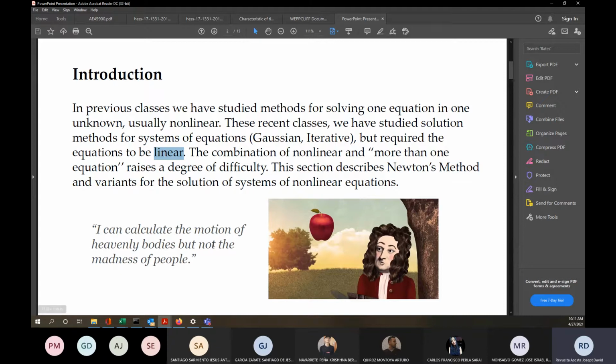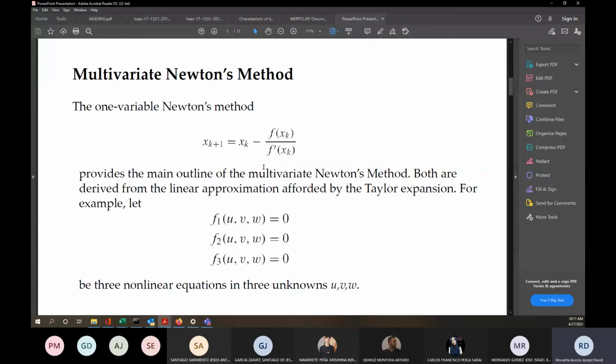There is a good phrase that I just typed here: I can calculate the motion of heavenly bodies, but not the madness of people. So the madness of people is very difficult to calculate. So be aware of that in your life.